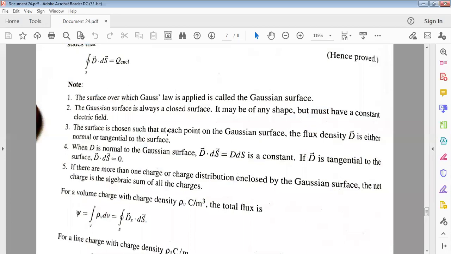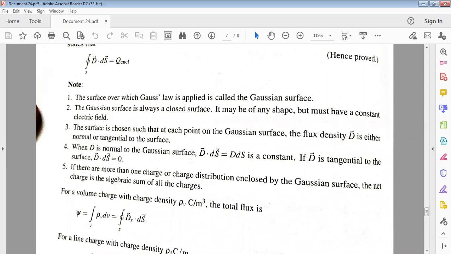The surface is chosen such that at each point on the Gaussian surface, the flux density D is either normal or tangential to the surface. That is the third point. When D is normal to the Gaussian surface, D dot dS equals D dS, and the product is always constant. If D is tangential to the surface, almost parallel to the surface, then D dot dS equals 0. Why? Because D is perpendicular to dS, and cos 90 becomes 0.